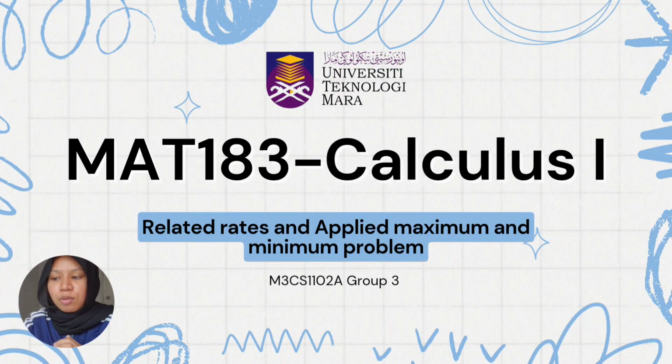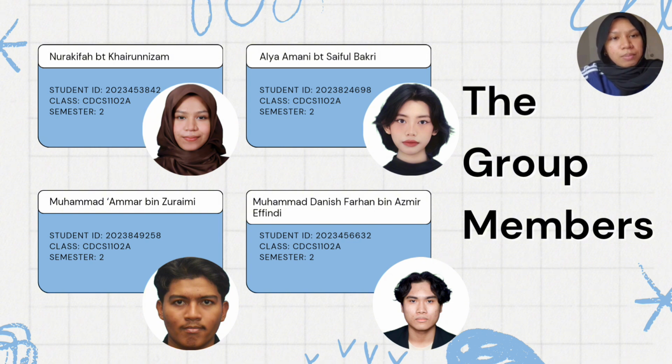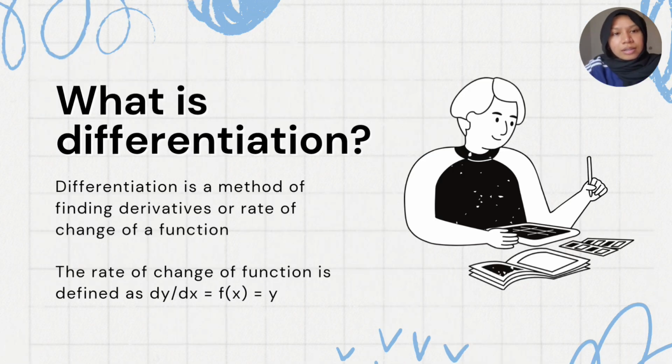Today, me and my groupmates will be explaining some questions about related rates and applied maximum and minimum problems for our group Calculus 1. My groupmates are Alia Amani, Ahmad Zuraimi and Denji Farhan, and we will be doing an explanation for our group for MAT183. Let's start with what is differentiation.